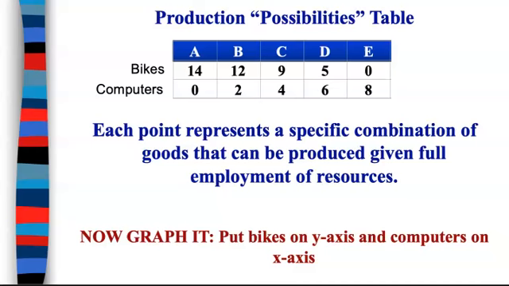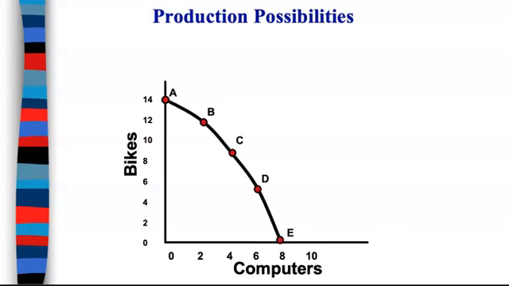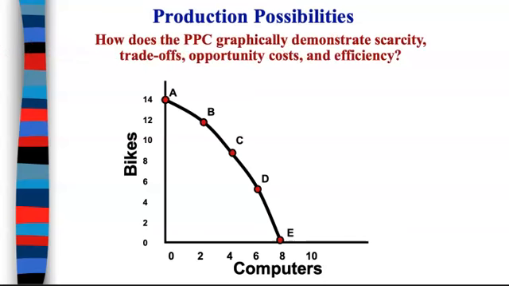All right, well, let's see how you did. Here's what it should look like. We've got our bikes on the vertical axis, our computers on the horizontal axis, and we've got our points A, B, C, D, and E, all connected. And this shows us our production possibilities frontier, or our production possibilities curve. You can see how it's curved.